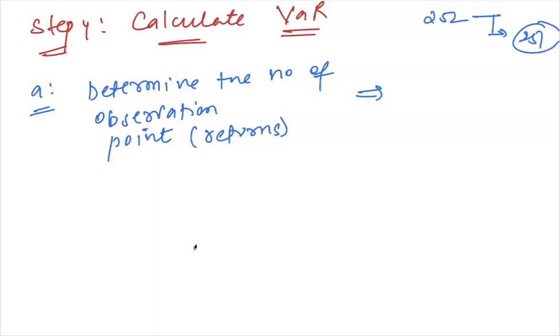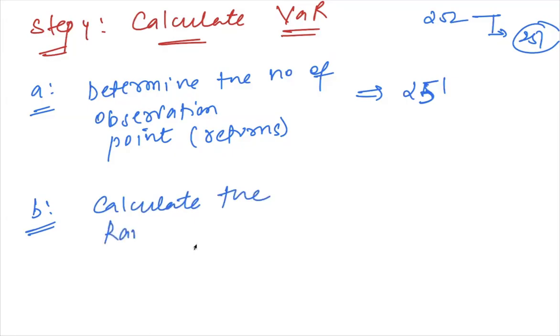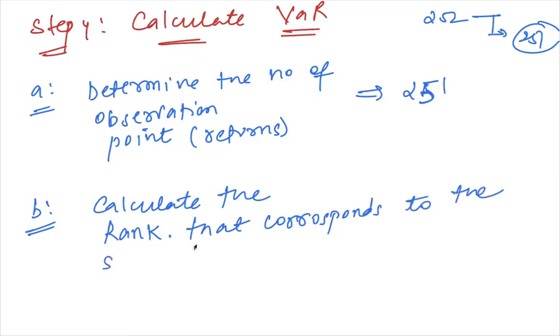So what you need to do first is tell how many total return points or data points we have for returns. This is the first step. The second step is what? You need to calculate the rank that corresponds with a specific confidence interval.